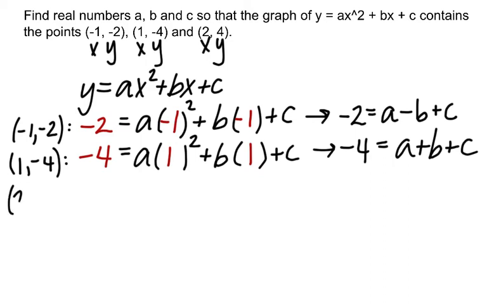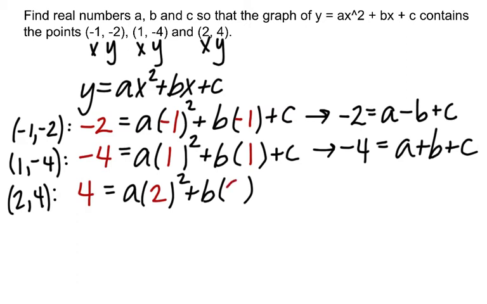So last, with our point (2, 4). Our y value is 4. X value is 2. So a times 2 squared plus b times 2 plus c. And simplifying gives us 4 is equal to 4a plus 2b plus c.